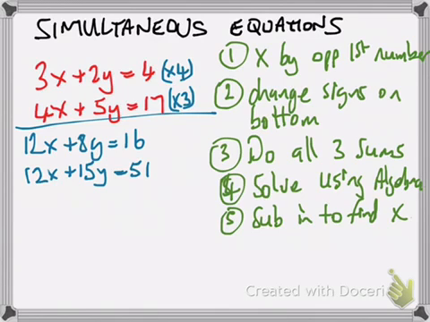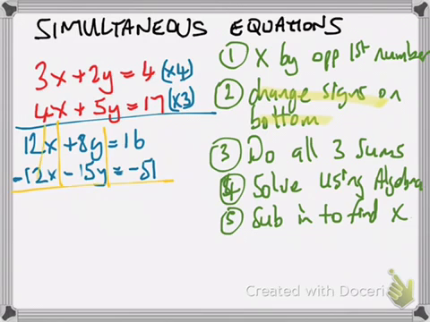But it's handy if you change the signs in the bottom. Because if you change the signs in the bottom, the 12x becomes minus, the plus 15y becomes minus, and the 51 becomes minus 51. Just change the signs. If it's minus, make it plus. If it's plus, make it minus. And then look what you can do. You will get three sums, and you can just do them separately.